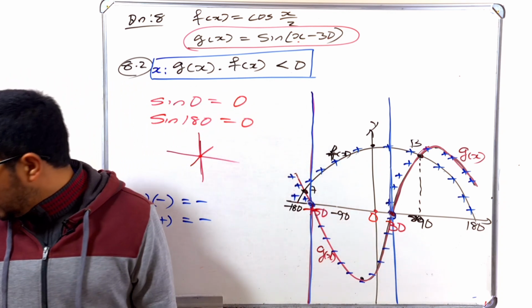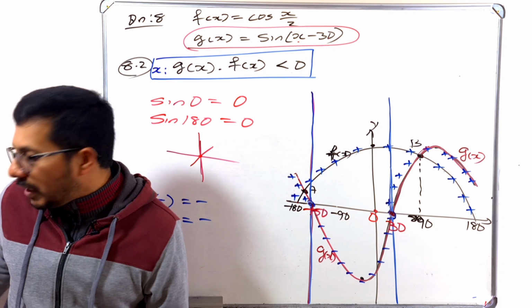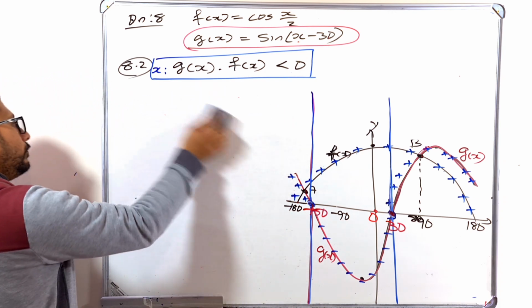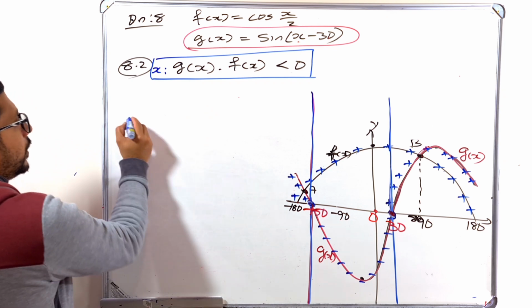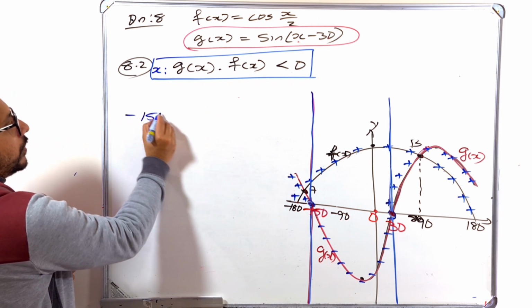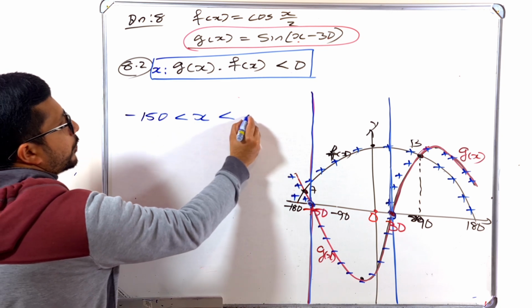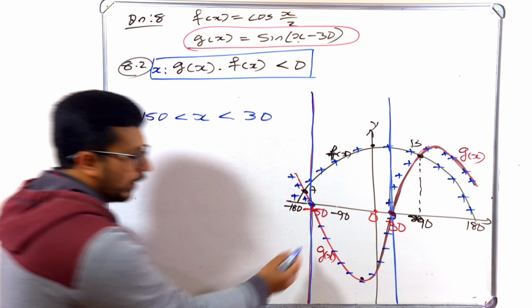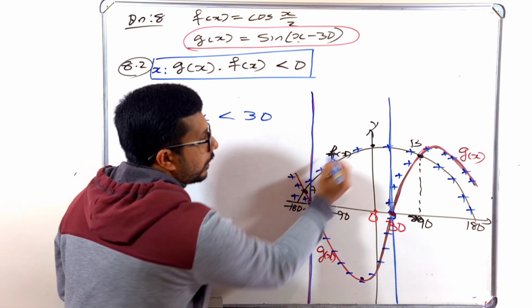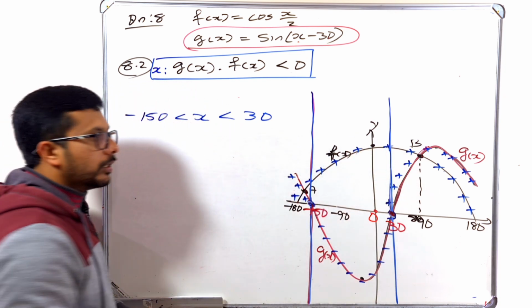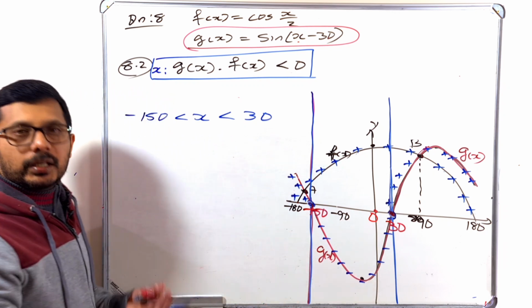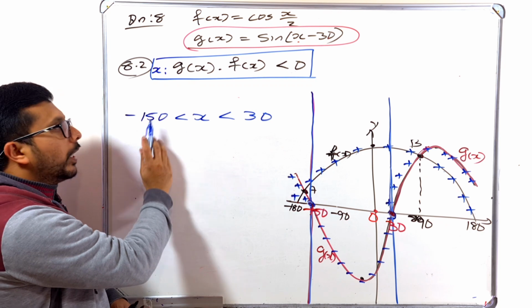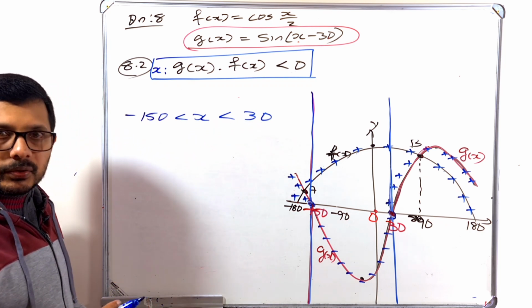So now between minus 150 and positive 30. Look at how I am going to write the answer. The x value must be between minus 150 and positive 30. One graph is below the x-axis and the other graph is above the x-axis. That means positive times negative is negative. That is what we want, a negative answer. Between which x values? Minus 150 and 30.